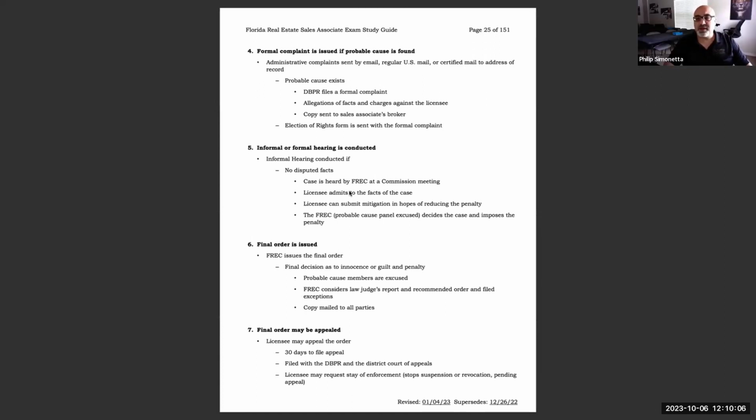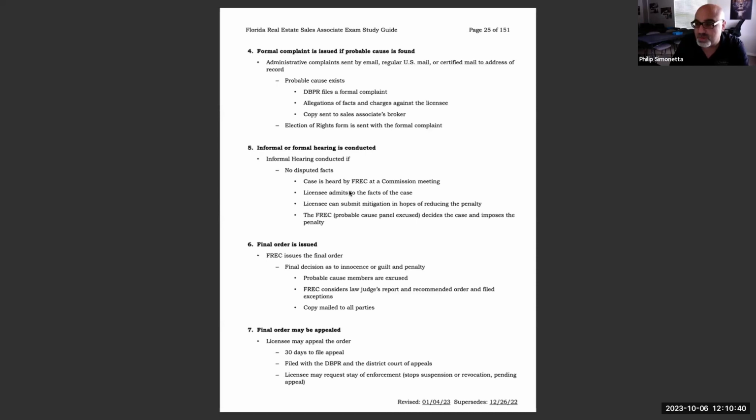Now let's look at number 4. Let's say probable cause is found. A formal complaint is then issued. The administrative complaints are sent by email, regular U.S. mail, or certified mail to the address of record. When probable cause exists, the DBPR files a formal complaint with the allegations of facts and charges against the licensee. A copy is sent to the associate's broker. The election of rights form is sent with the formal complaint.